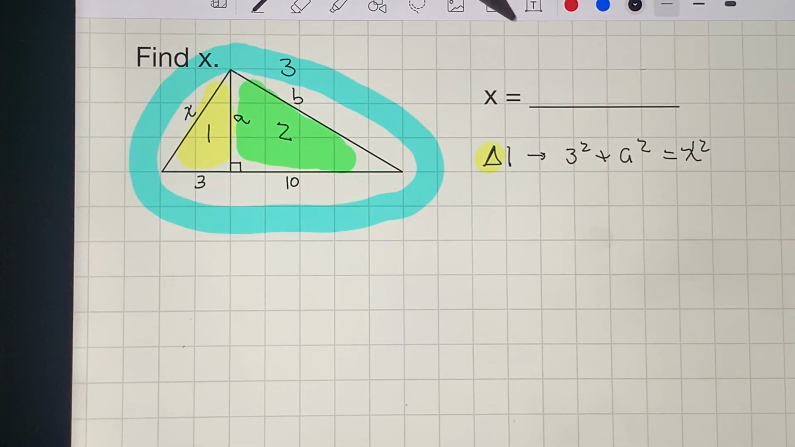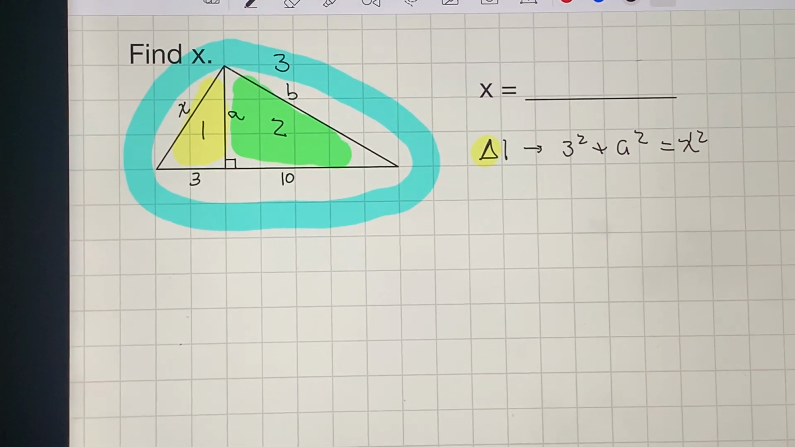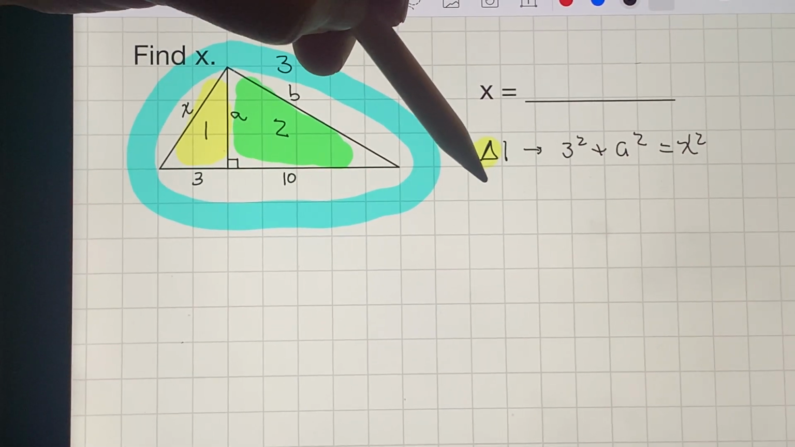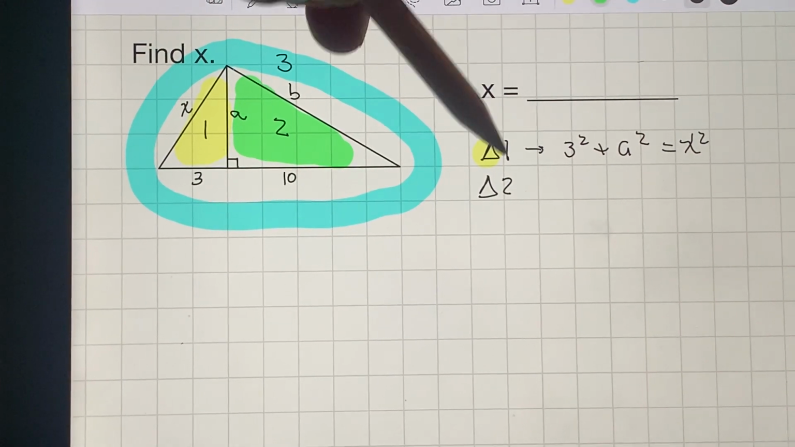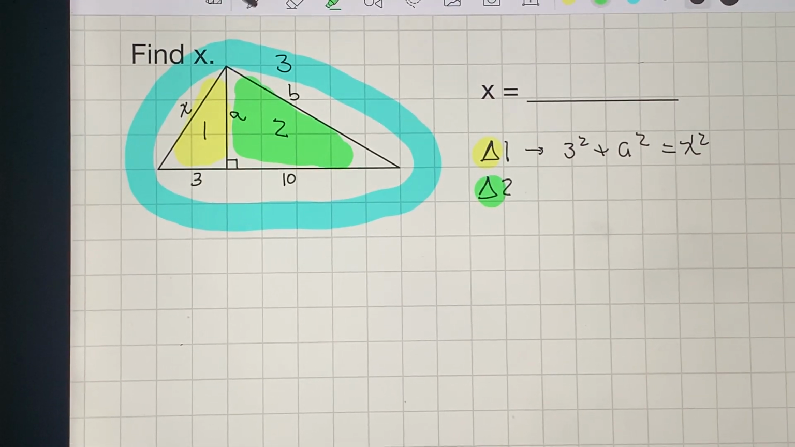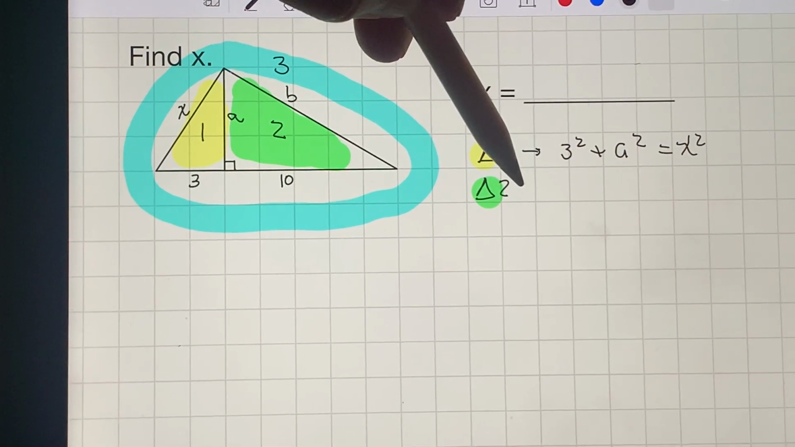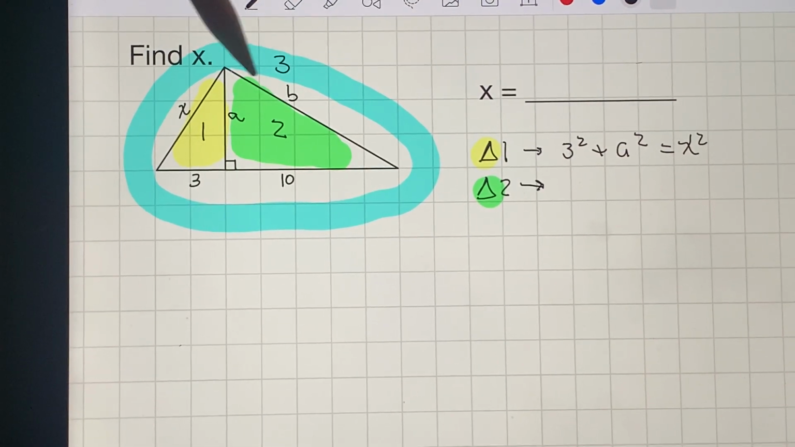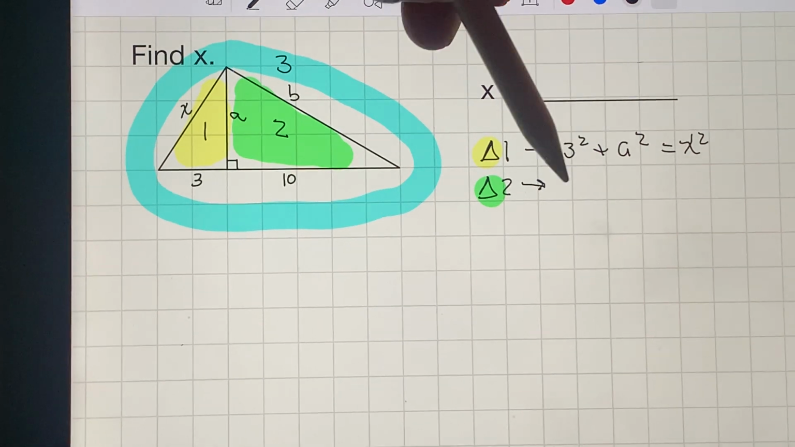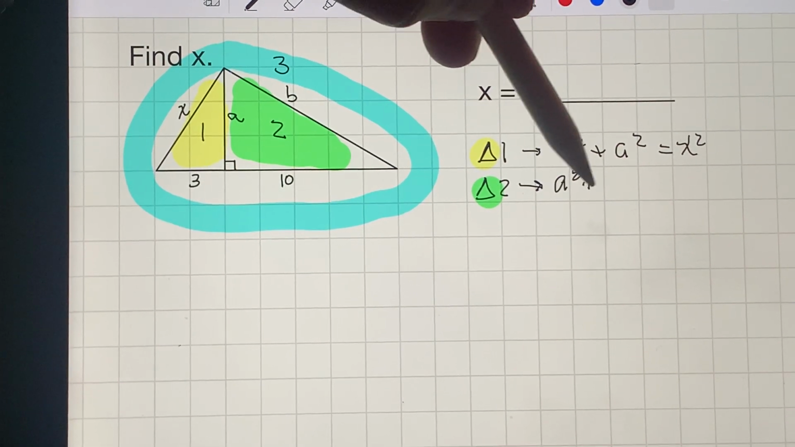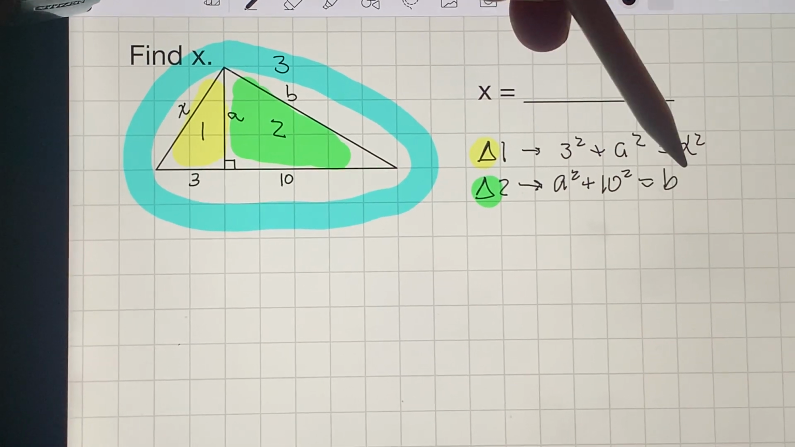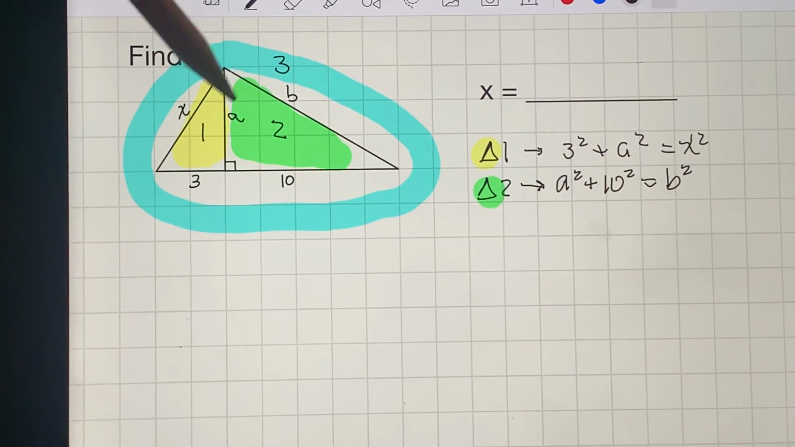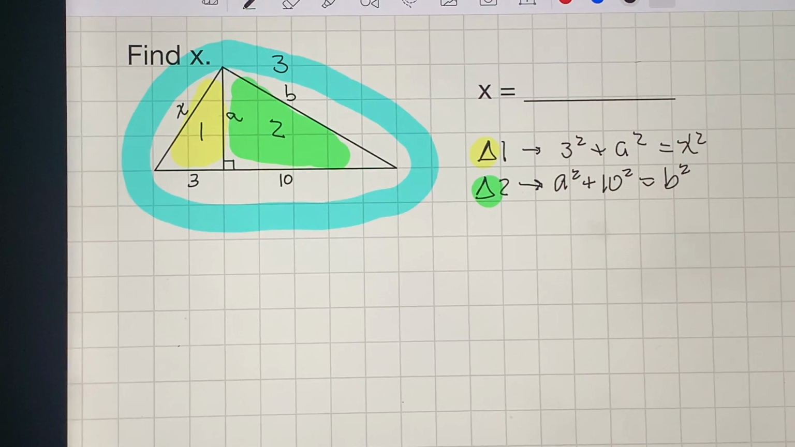Then I can take the second triangle, and that second triangle is my green one, and I can say that a squared plus 10 squared equals b squared. So a squared plus 10 squared equals b squared.